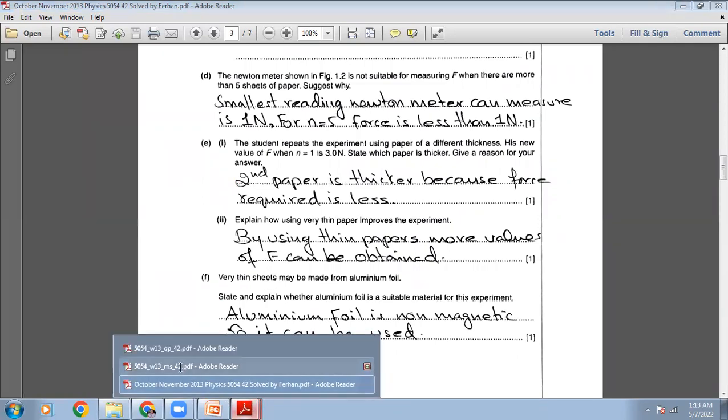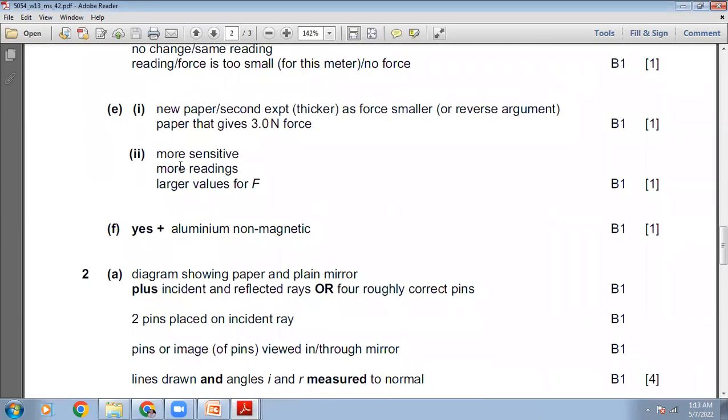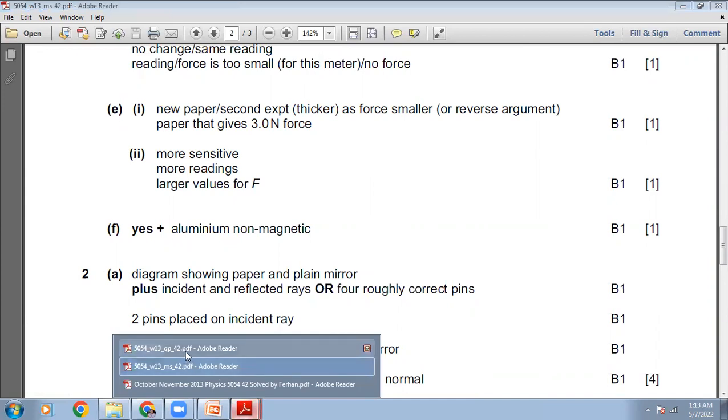Okay, the next question says explain. Let me show you the marking scheme. New paper, second, thicker as force smaller, or reverse argument, paper that gives 3 Newton force. Okay, so our answer is right, sir.